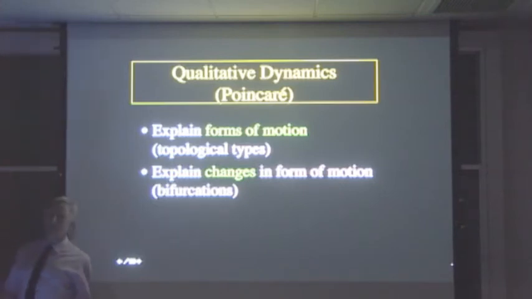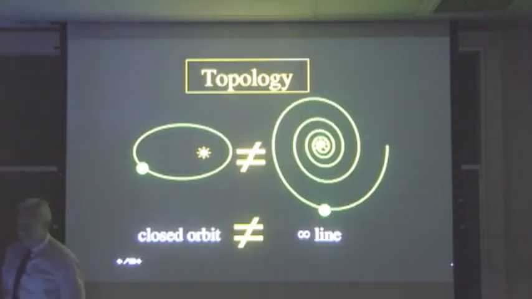So he has to ask himself, well, Ari, what is a form of motion? And he invents the subject called topology in order to answer that question, what is a form of motion? Because what he wants to say with respect to the orbit of the Earth, for example, is that every closed orbit is the same as any other. It doesn't really matter if there's a tiny little perturbation here or there. As long as it's a closed orbit, we're cool. However, all closed orbits are different from all spiralings in, because topologically a closed orbit is different from an infinite line. So now we can define a form of motion as a topological class of trajectories.